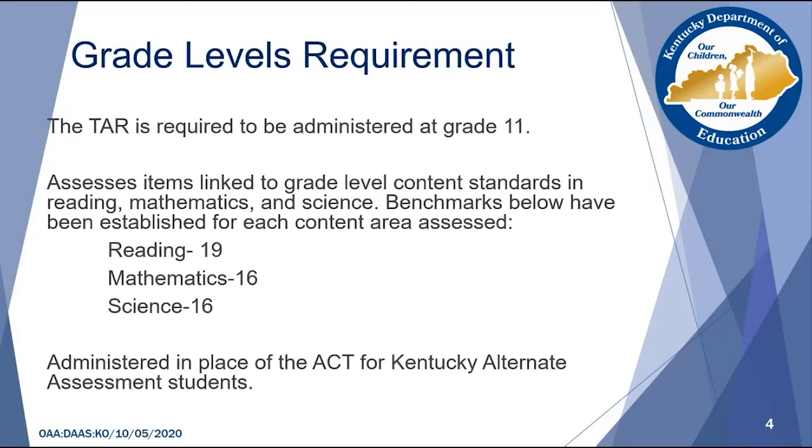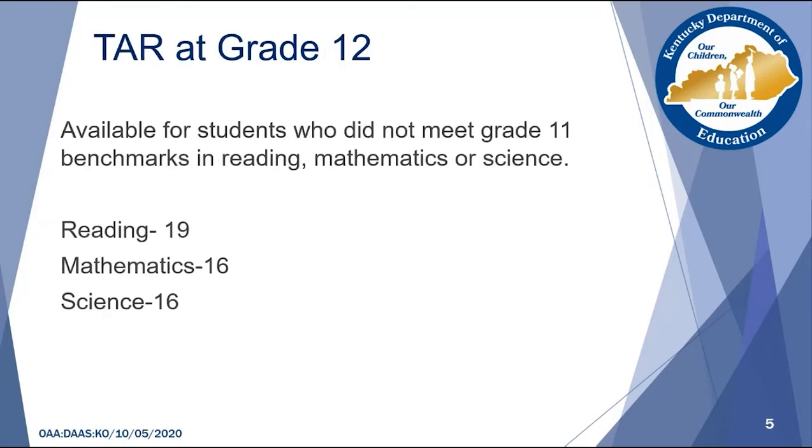The TAR is required to be administered at grade 11. It takes the place of the ACT requirements at high school for those students participating in the Kentucky Alternate Assessment. The TAR will represent grade level content standards for reading, mathematics, and science that have been measured at the respective high school grade ranges. The benchmarks are for reading 19 out of 30, and for mathematics and science 16 out of 30. For any student who did not meet the benchmark on the TAR at grade 11, they will have the opportunity to take it again at grade 12. Once again, the benchmarks are for reading 19 out of 30, and for mathematics and science 16 out of 30.